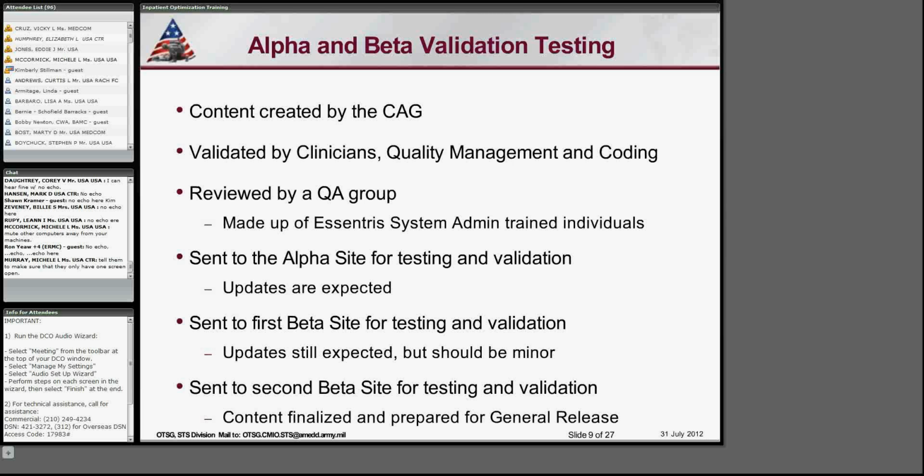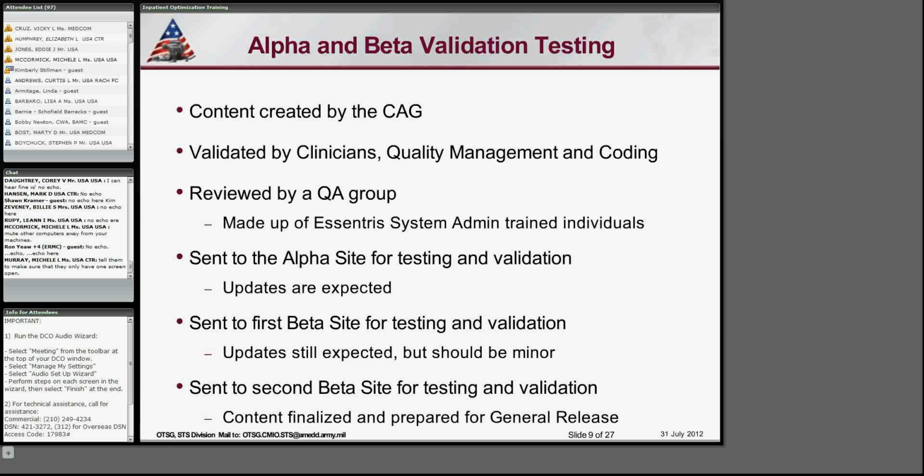Then our clinicians will review all of that and add any of the additional pieces. Everything is validated over again. This is a process that happens over and over, on top of each other, and at the same time over a period of time. Once the content has been fully created, it's reviewed by a quality group.